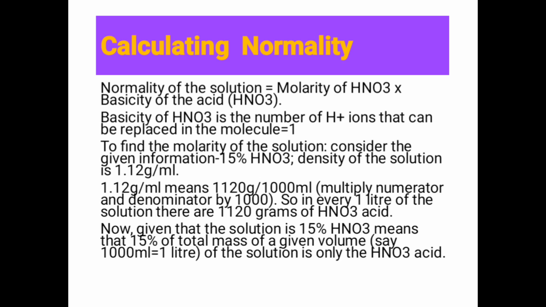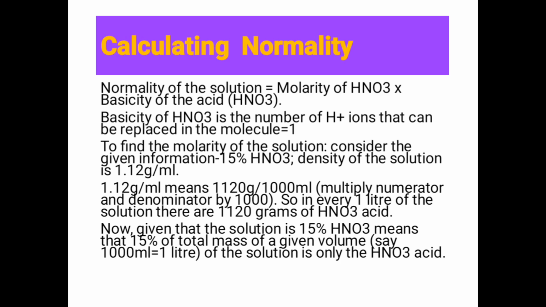Let's go back so you can understand. We want to use another method to solve for normality, and we have said that normality is equal to molarity times basicity of the acid. Now we said the basicity of the acid is 1 because it gives H+ and NO3-. We've known basicity. Now we want to look at the molarity of the solution.